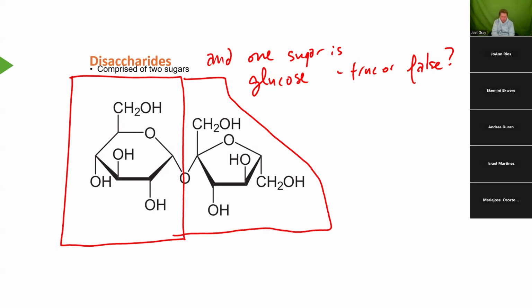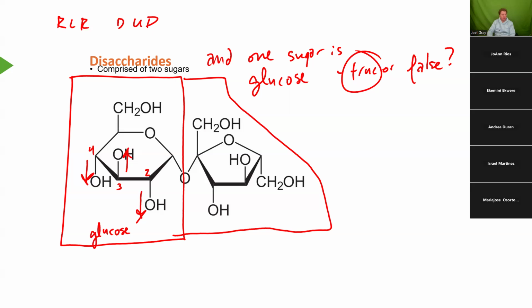Well, glucose, we had RLR or DUD. This is carbon 2, 3, 4. Down, up, down. So this is glucose. I want you to be able to take that straight chain form of glucose and this ring form of glucose and pick it out. When you can pick that out, that's going to put you in a good position. So if you had a question like this, true or false, true is going to be your answer.